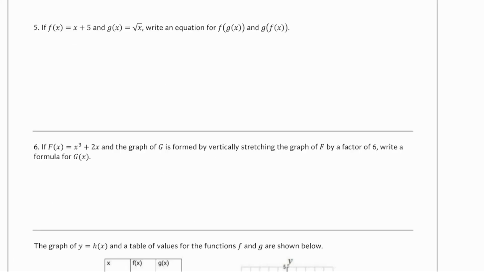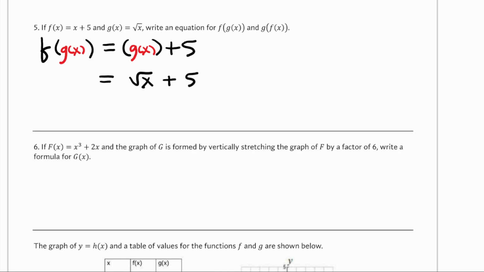Alright, now we've got f of x and g of x. Write an equation for f of g of x and g of f of x. So if we're going to do f of g of x, okay, f of something is that thing plus 5. Okay, so if I was to plug in g of x, let's be replacing x everywhere I saw it in the formula with g of x, but then we kind of want an explicit formula, and g of x is square root of x, so this would be square root of x plus 5.